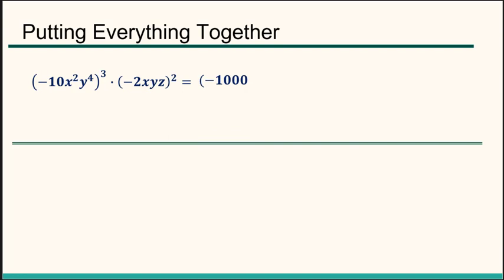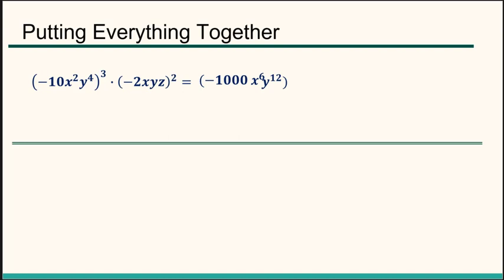Now let's do the x. x squared raised to the third, x to the 6. y to the fourth raised to the third. Power raised to a power, multiply exponents. I get y to the 12th. Got that little chunk done. Whew.